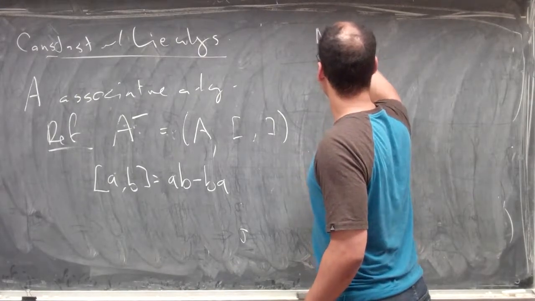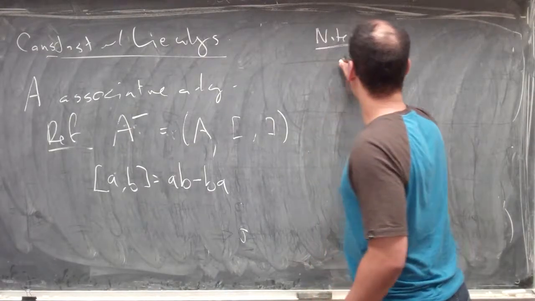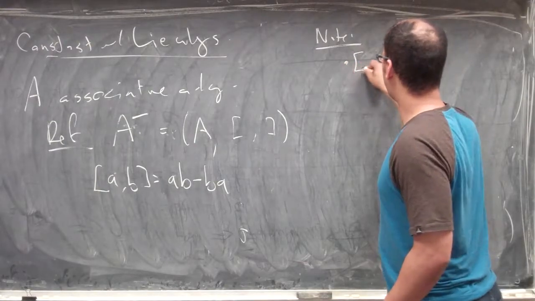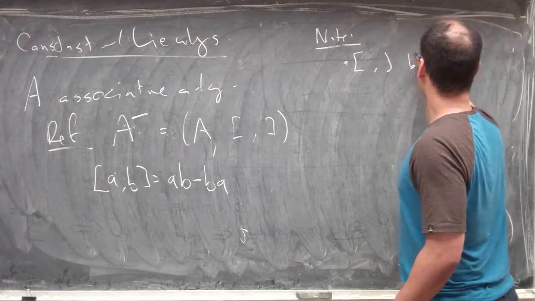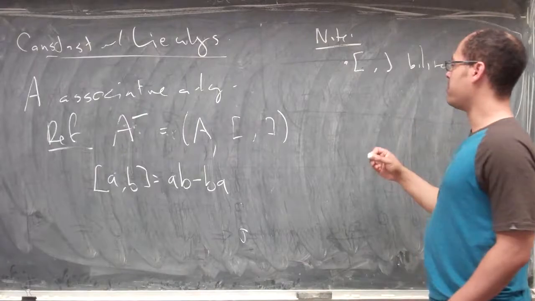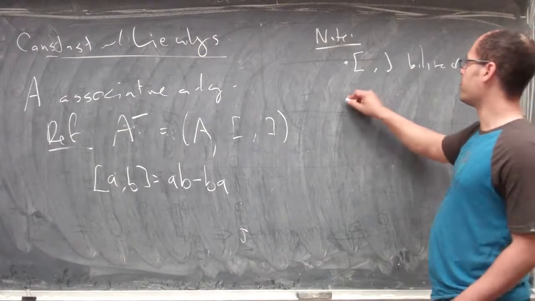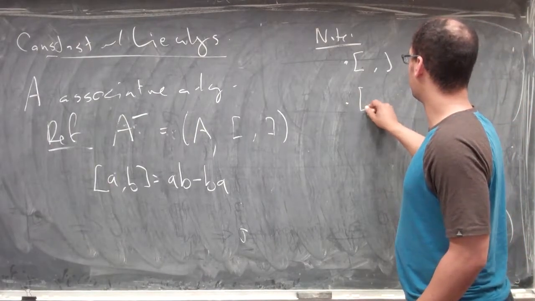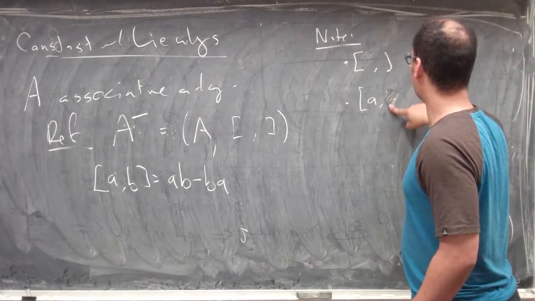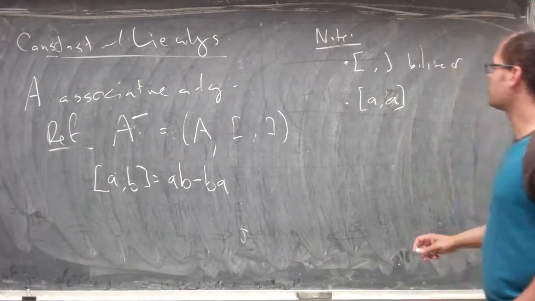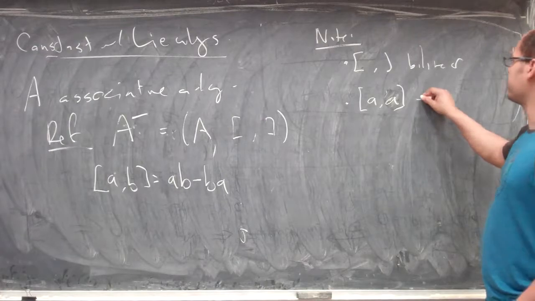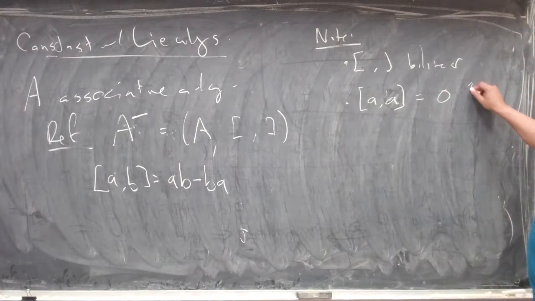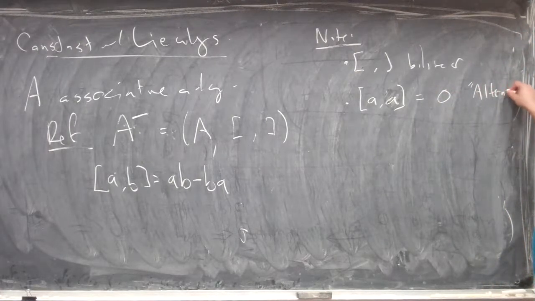So note that the bracket is a bilinear operation, linear in both variables. If you plug in the same thing twice, the bracket of A with itself is always zero. This is the so-called alternating property.